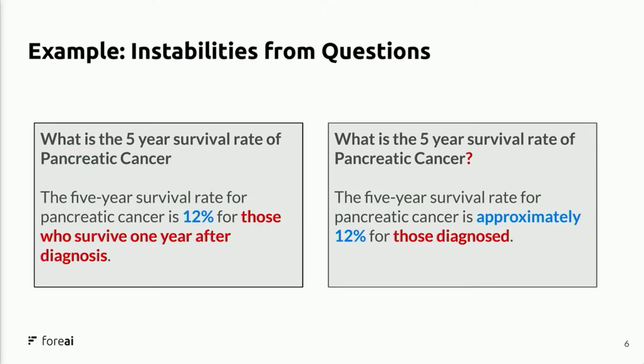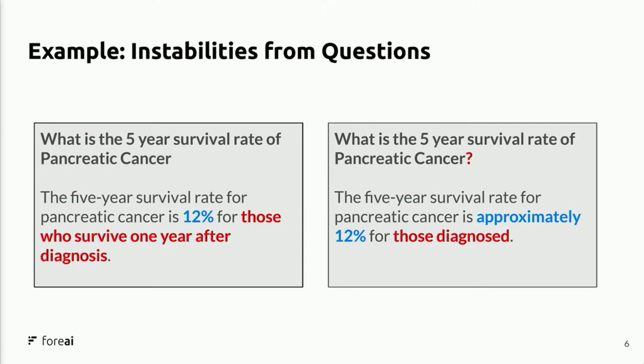This is an example of: what is the 5-year survival rate of pancreatic cancer. If you ask it that way, the answer will be: the 5-year survival rate for pancreatic cancer is 12% for those who survive 1 year after diagnosis. If you add a question mark at the end, which is the only difference between the 2 queries, you will get the answer: the 5-year survival rate for pancreatic cancer is approximately 12% for those diagnosed. So this is a very different answer.